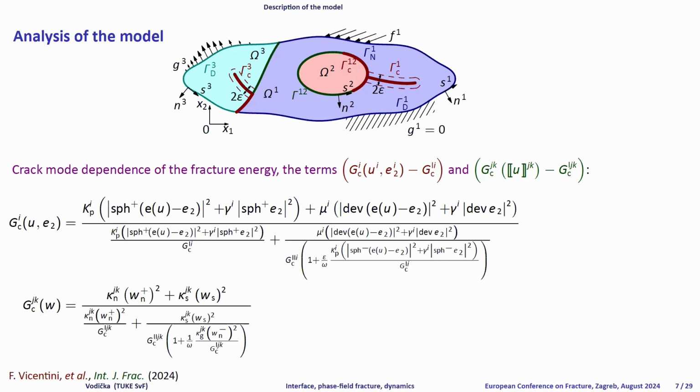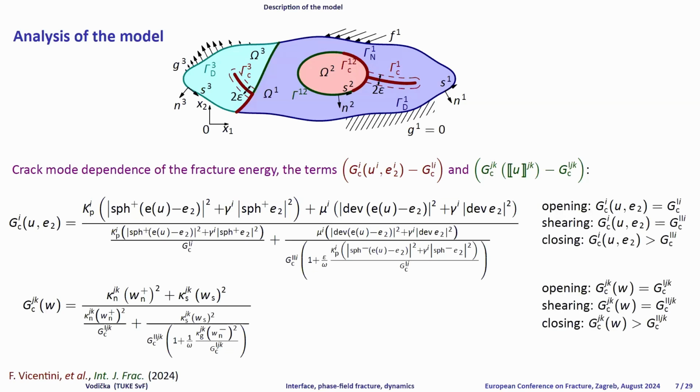In a similar way, we may do it in the interfaces, but there is no split into spherical and deviatoric parts; instead, we have the normal elongation or compression of the spring and the tangential deformation of those springs at the interfaces. To summarize, for opening we have the function GC1, which adds no additional energy because that was already included in the original phase field model. For shearing, we have an additional GC2, so that there is additional energy added, GC2 minus GC1. GC1 is from the previous part. And when we have compression, then the energy may be even different from pure shearing.